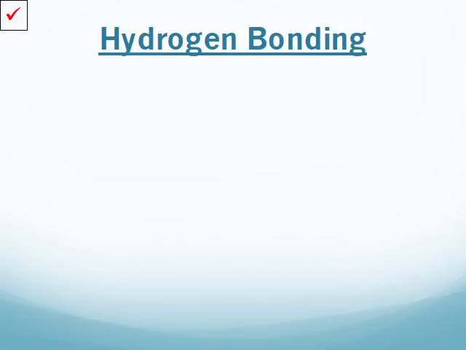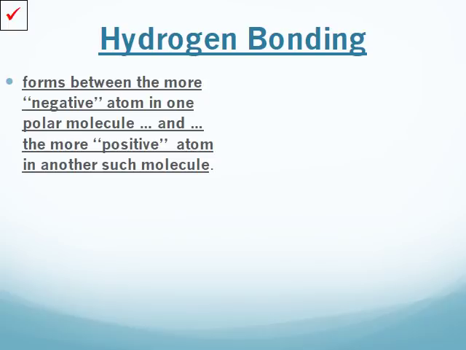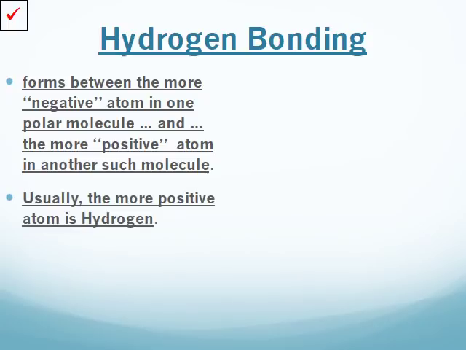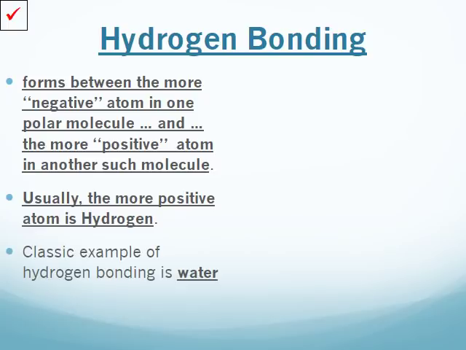The final type of bond we're going to discuss for today is hydrogen bonding. These form between the negative atom in one polar molecule and the positive atom in another polar molecule. Normally, hydrogen is going to be the more positive, whereas oxygen will be the more negative. The most classic example of this is the hydrogen bonding of water, or connecting water molecules to other water molecules.